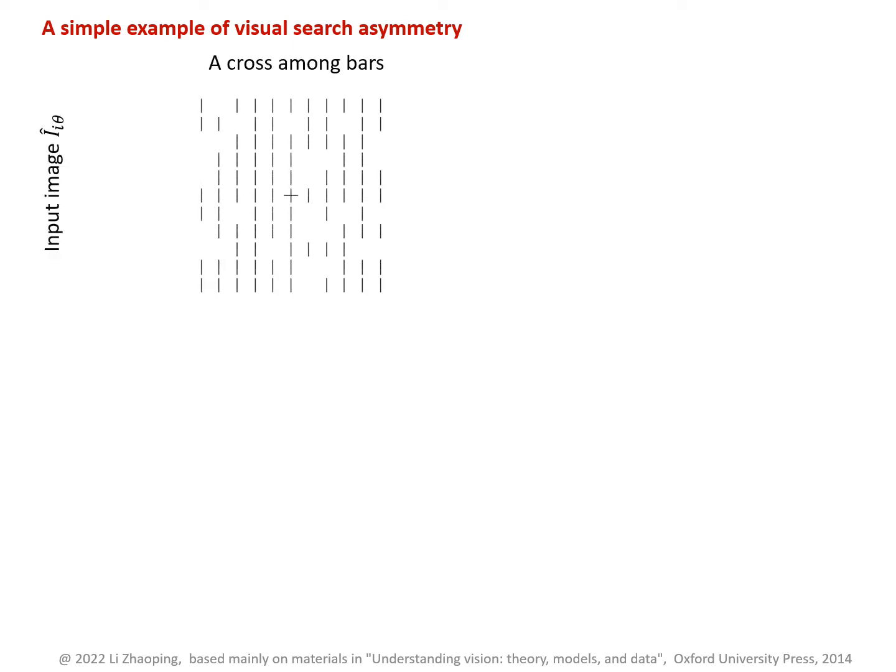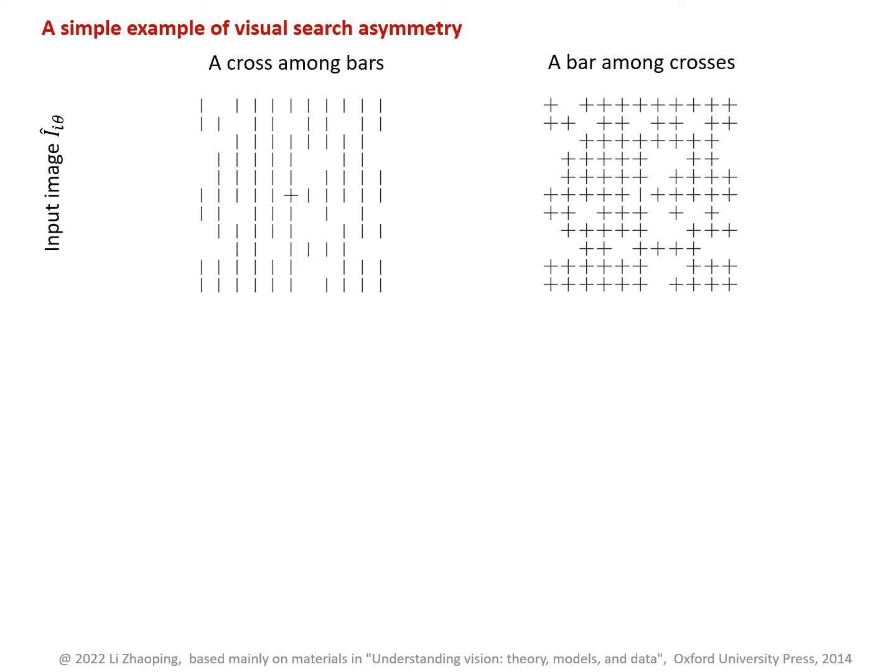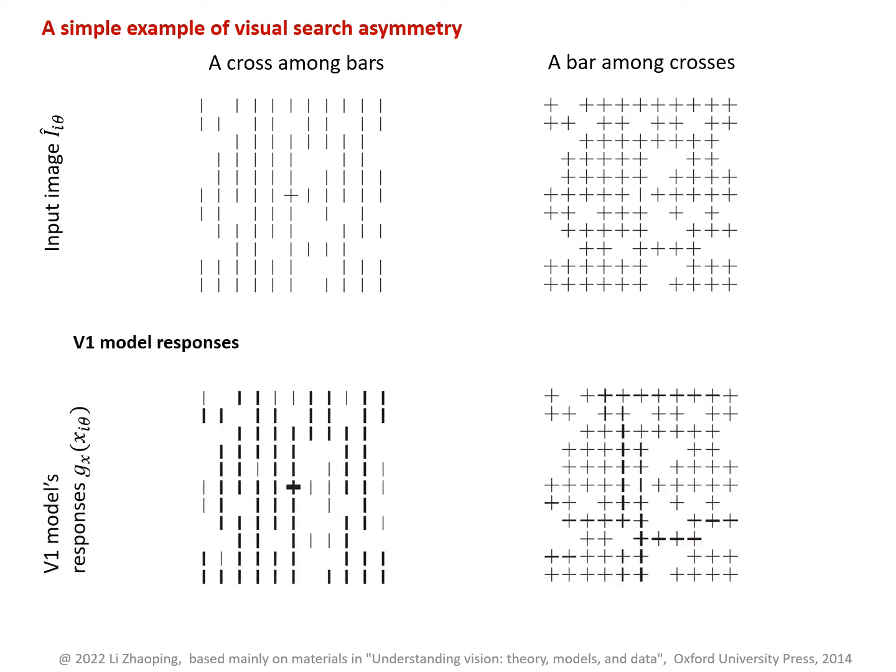Here is a simple example of visual search asymmetry. It's easier to find a cross among bars than to find a bar among crosses. Here are the search targets. The V1 model's responses agree with this. At the target cross, the z-score is 7. At the target bar, the z-score is 0.8.